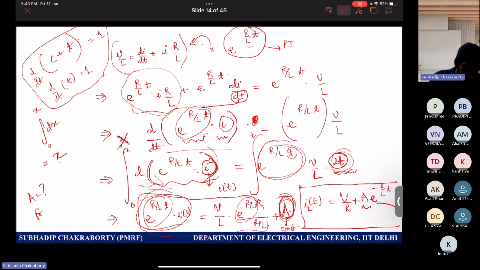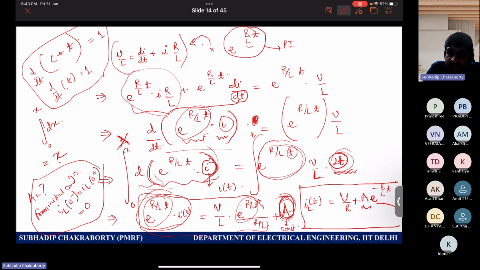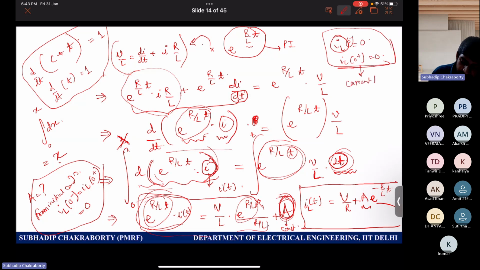A is determined from the initial conditions, right? Because we know one thing, inductor current just before switching and just after switching will remain the same, because the forcing function is not impulsive in nature. The voltage across the inductor or the current through the inductor will not be impulsive in nature, right? So we can put iL(0-) equal to iL(0+), because current through inductor cannot change instantly.